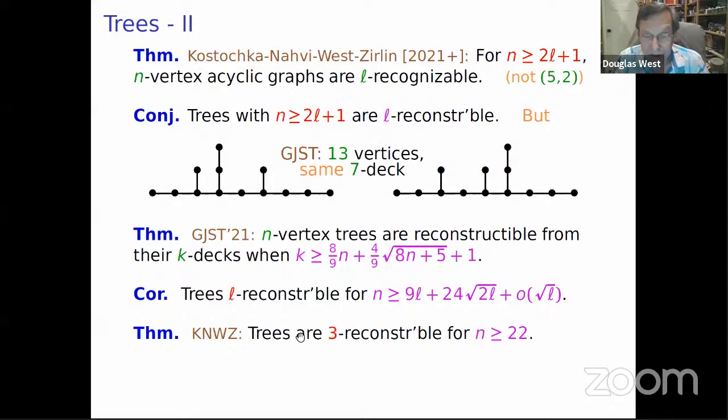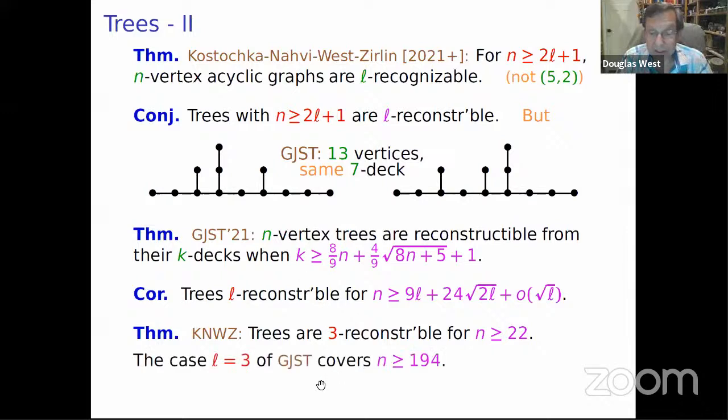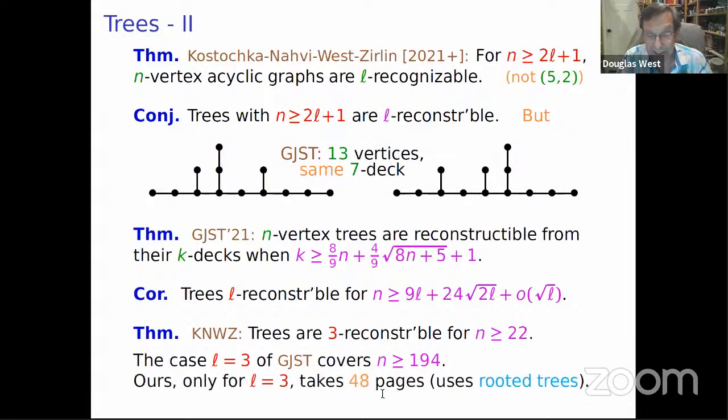We have a long detailed result showing that trees are 3-reconstructible when we have at least 22 vertices. The special case of their results when L equals 3 covers N being at least 194. But what we proved was only for 3-reconstructibility, and it took about 48 pages. So I don't think we're ever going to publish that.